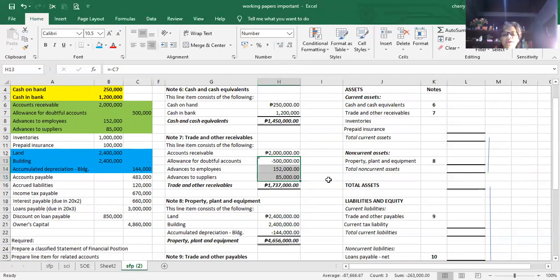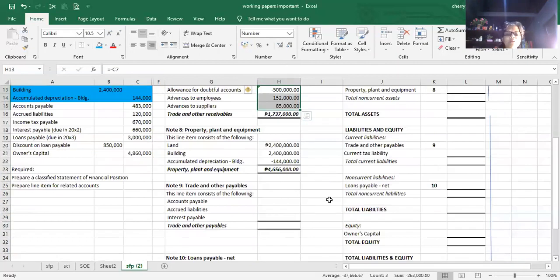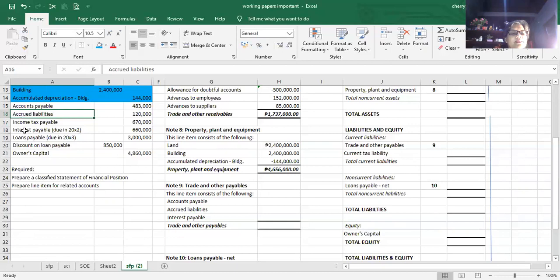So how about note 9, trade and other payables? What are the current payables in our data or our information? Let's pick it up. We have accounts payable, accrued liabilities, then we also have interest payable. Income tax is separate, so it is not included in our trade and other payables.